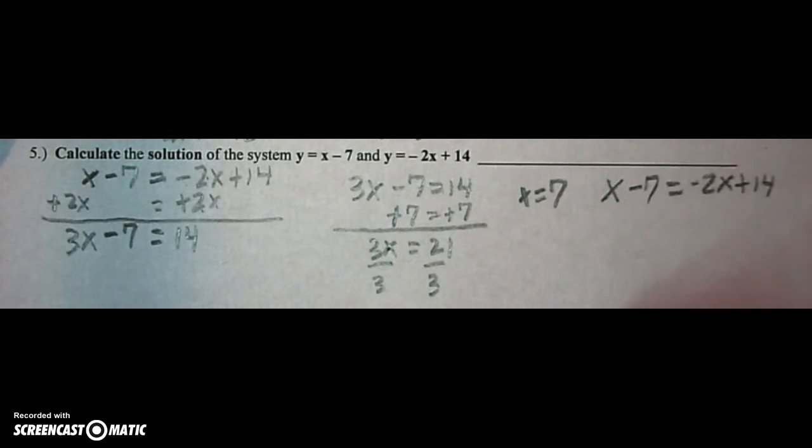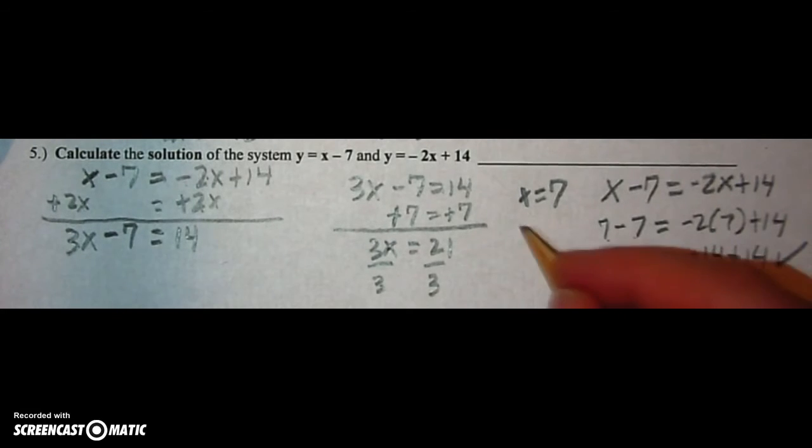And now I'm going to evaluate. So I know my x is 7. 7 minus 7 on this side. And negative 2 times 7 plus 14 on this side. I replace the x with 7, because that's what we found. 7 minus 7 is 0. Negative 2 times 7 is negative 14 plus 14, and that also equals 0. So the left side is equal to the right side, and our y is obviously 0.